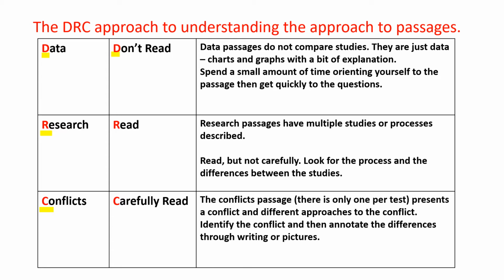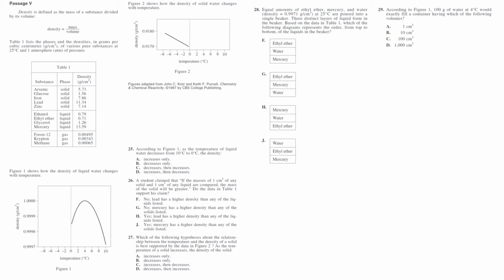You might want to skim. For some people, you might read. Those are strategies we talked about in other places, but you need less reading for data passages. So we can see passage 5 is a data passage because we're not comparing experiments or scientists.